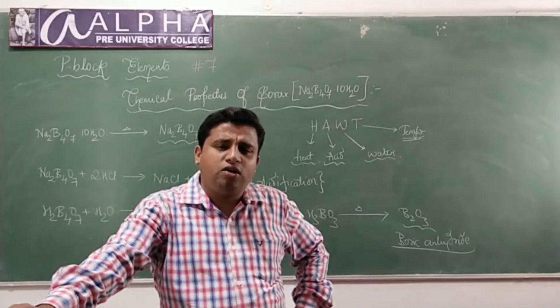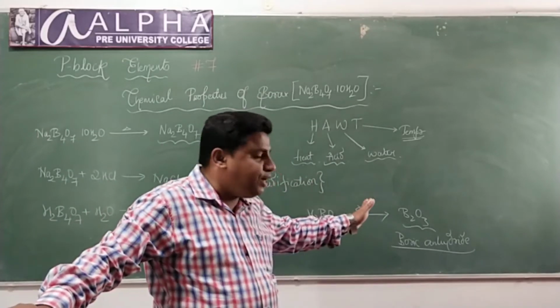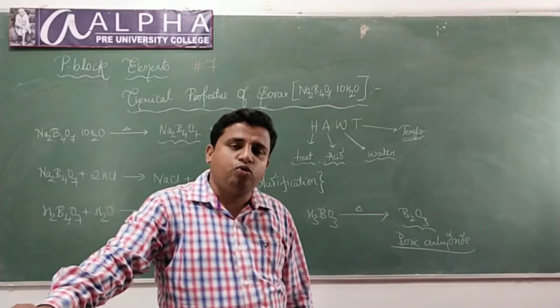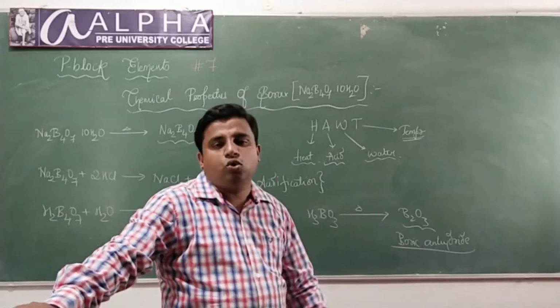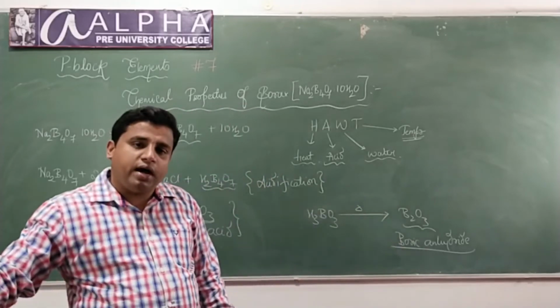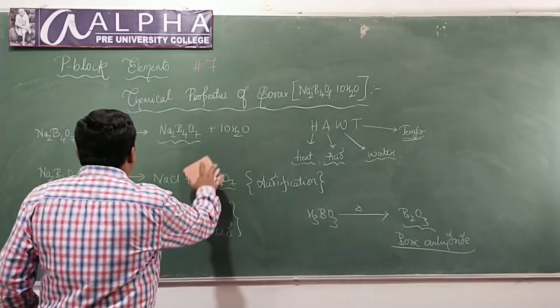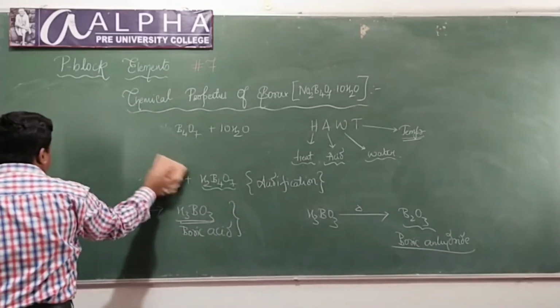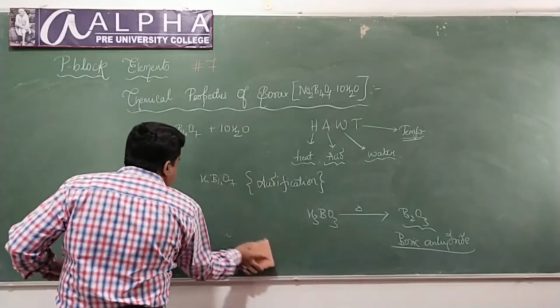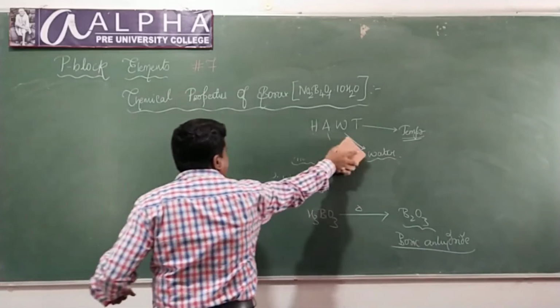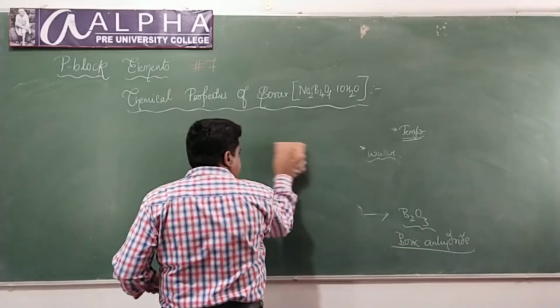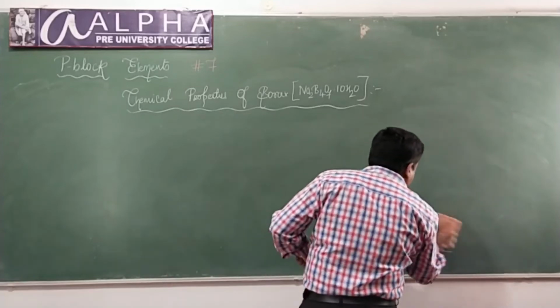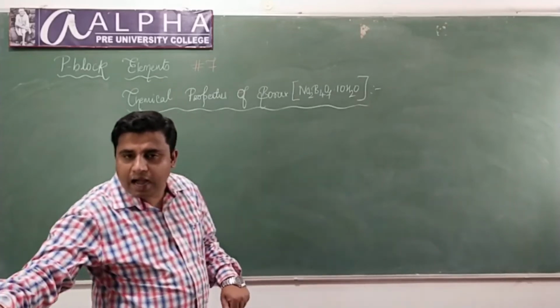What is the formula for boric anhydride? It is B2O3. Are we clear? Now, what happens when borax is hydrolyzed?